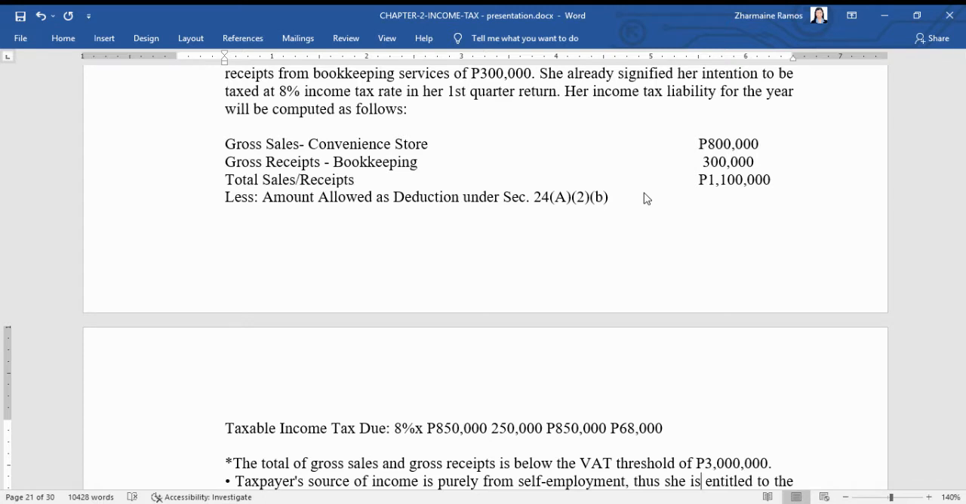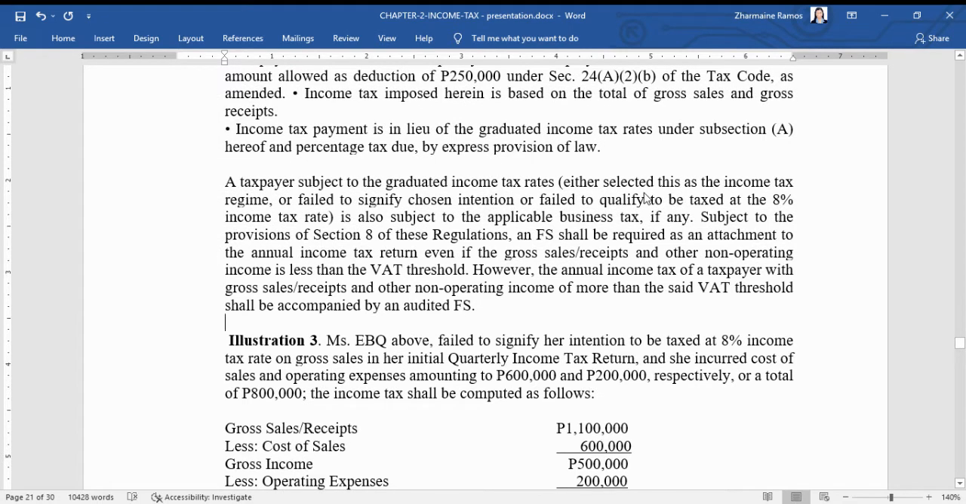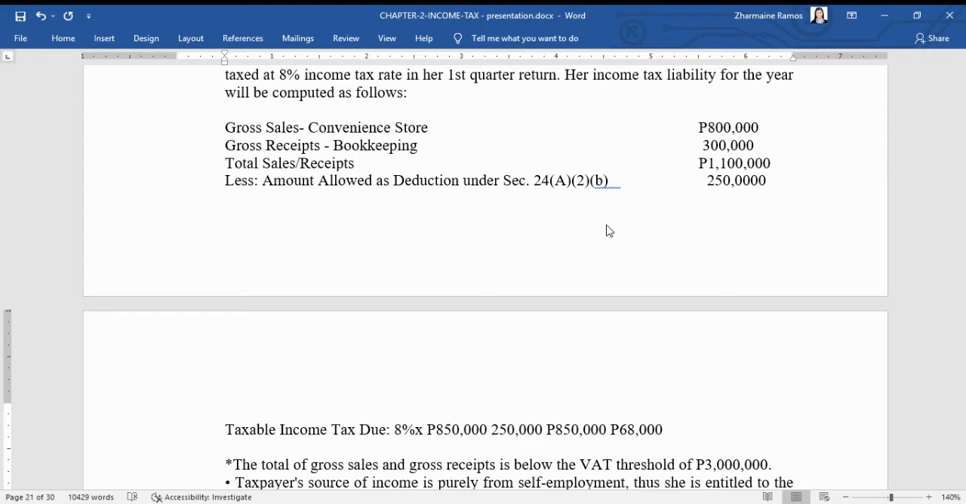So, gross sales of 1,100,000 less 600,000. So, meron siyang 500,000 na gross income. Less, nagulo yung word file. So, 800,000 plus 300,000 is 1,100,000. Siyempre, ibabawas natin yung allowable deduction na 250,000. So, ang taxable income tax due mo is 850,000 times 8%, which is 68,000 pesos.